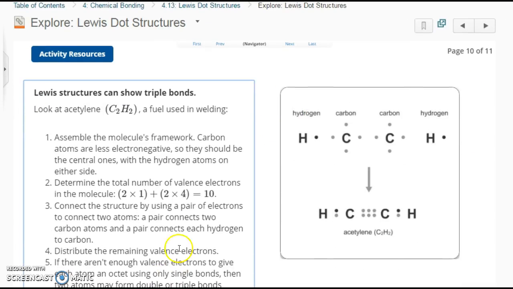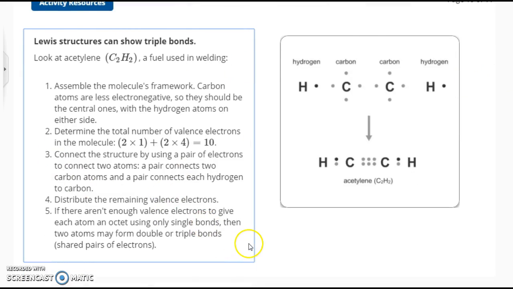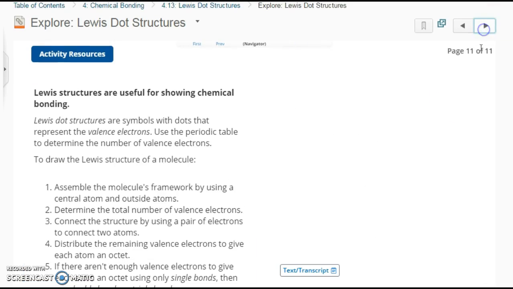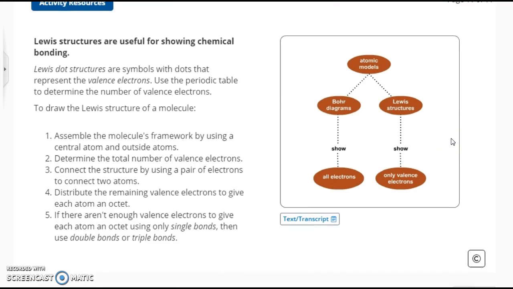And again, if you like this method better, you can read through how to do it. So you can hit pause and read that if you'd like. Lewis structures are useful for showing chemical bonding. Lewis dot structures are symbols with dots that represent the valence electrons. Use the periodic table to determine the number of valence electrons. Like, for example, group 1 has how many valence electrons? 1. Group 5 has how many valence electrons?